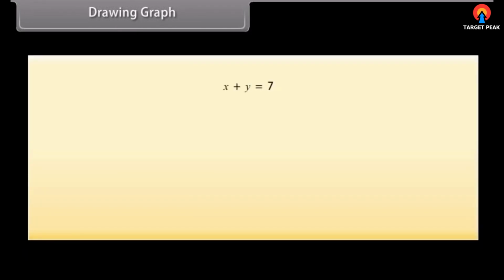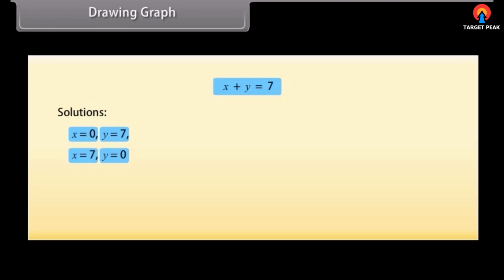Drawing graph. Let us now draw the graph of this equation, x + y = 7. We know that to draw the graph, we need at least 2 solutions of the equation. So the 2 solutions are x = 0, y = 7, and x = 7, y = 0.